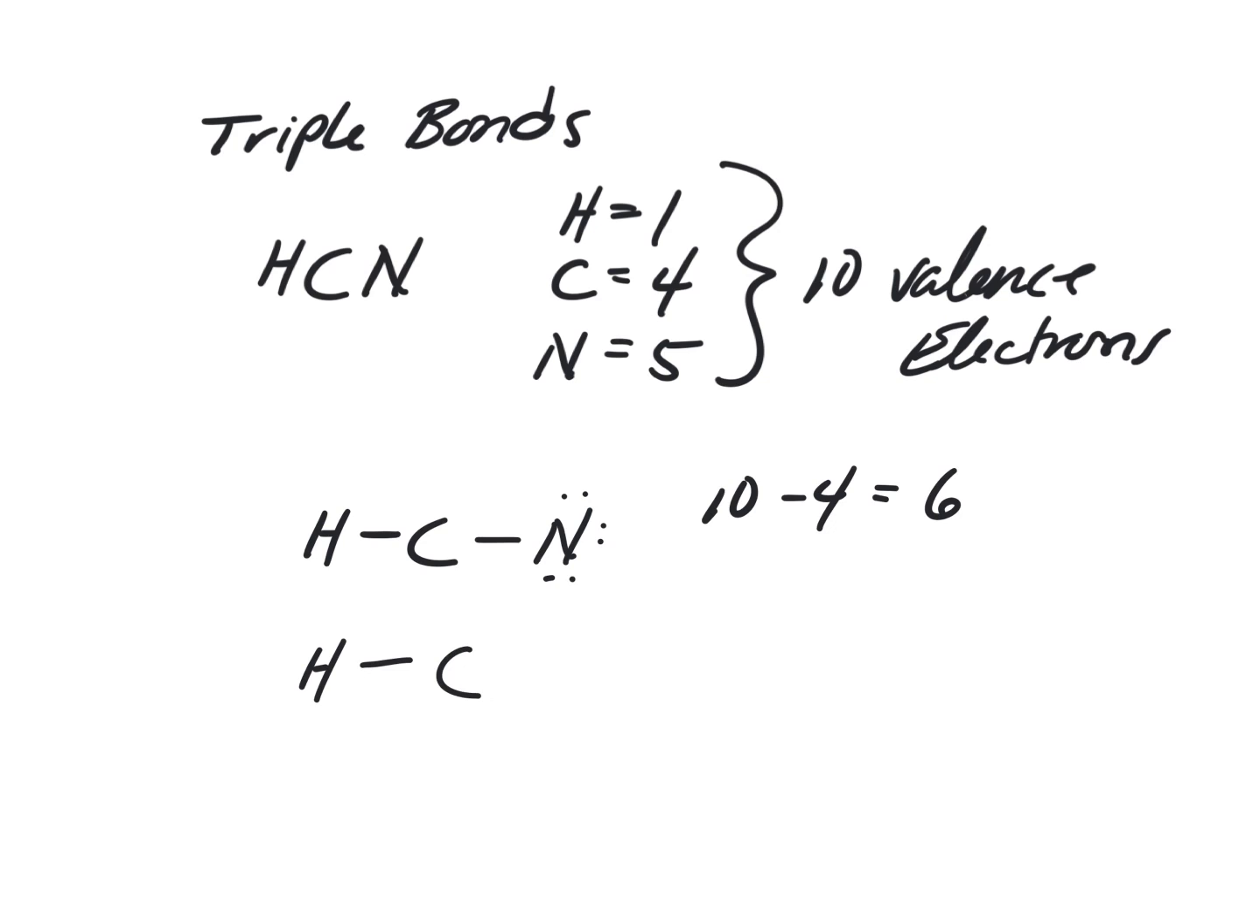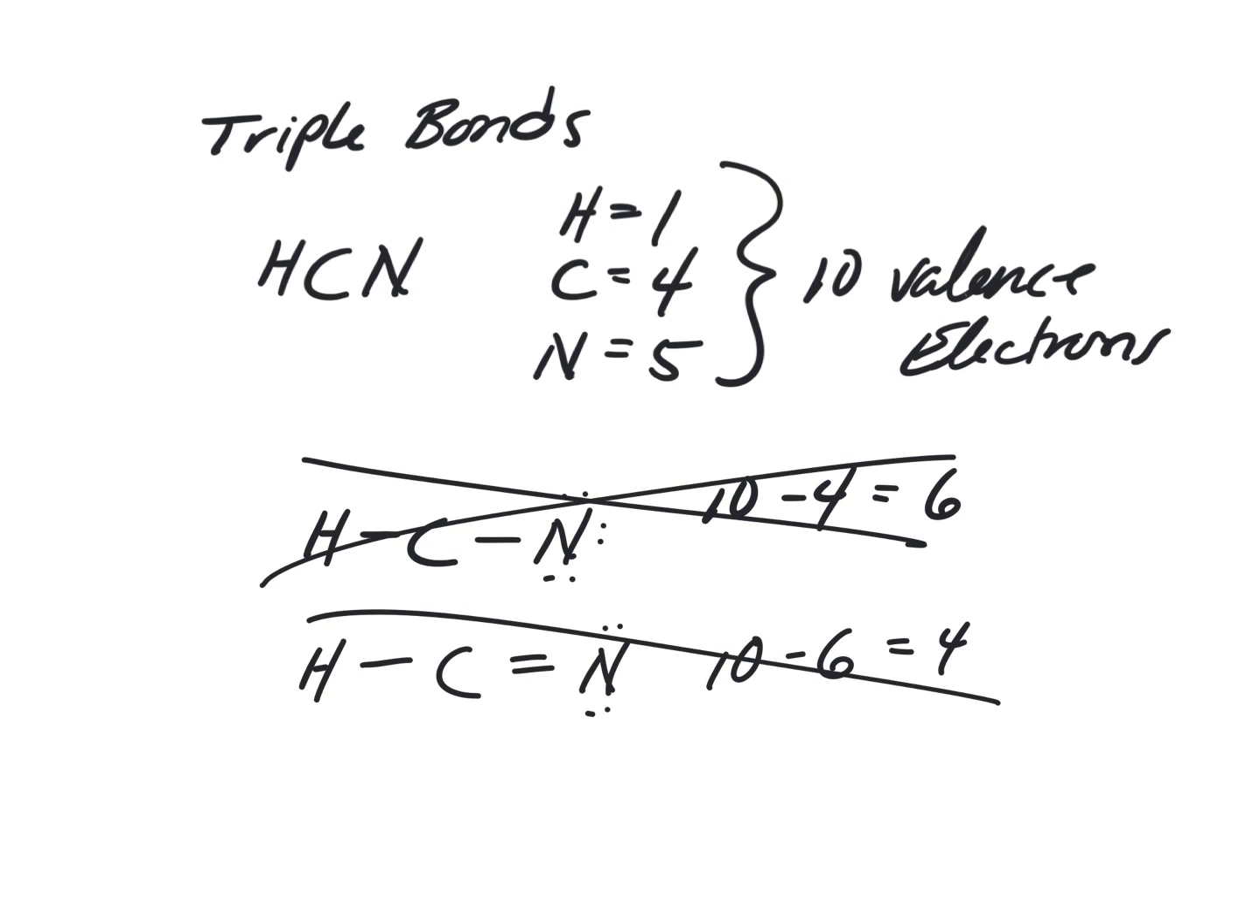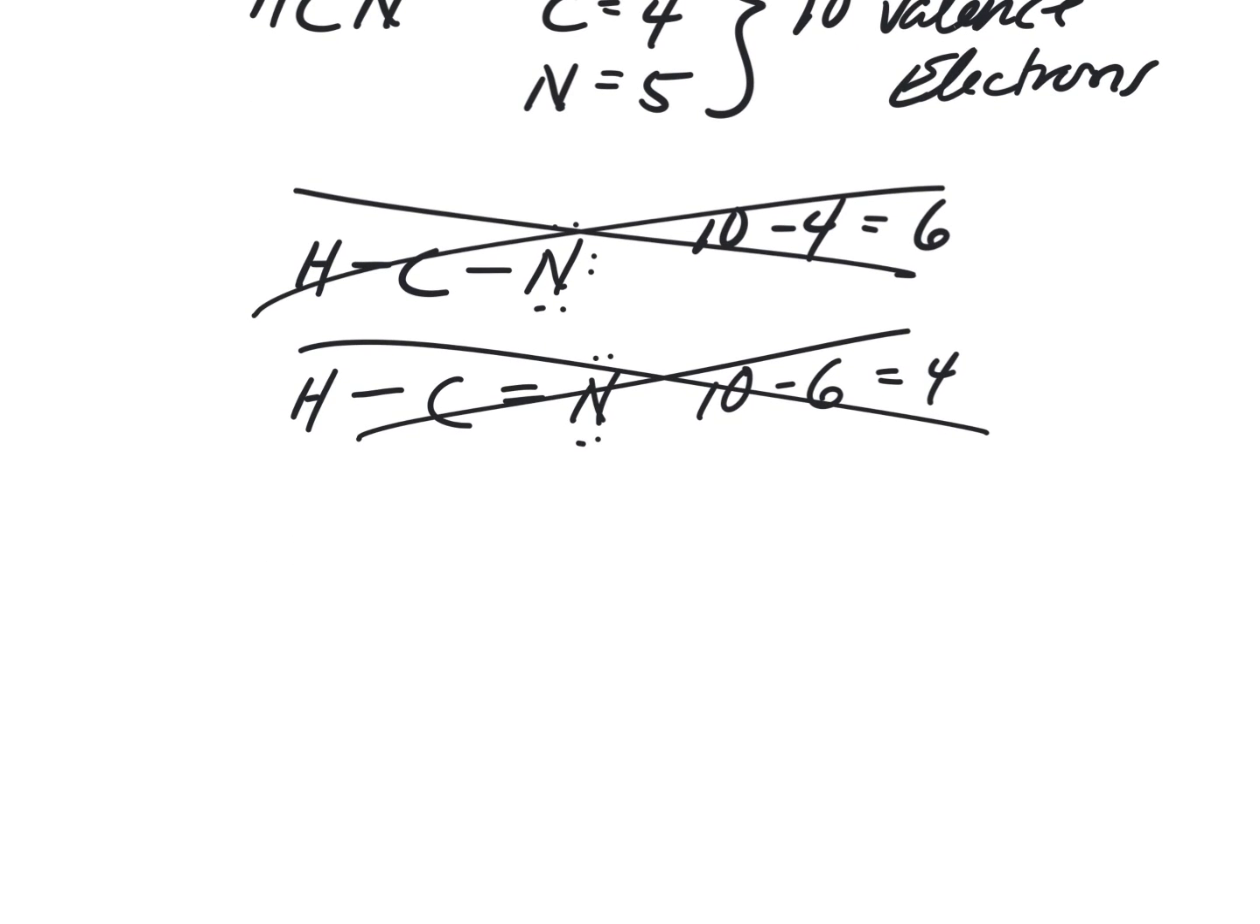So I've got hydrogen, carbon. Let's try a double bond with the nitrogen. 10 valence electrons minus 6 in the bonds gives me 4 left over. 1, 2, 3, 4. Well, that's great. I've got an octet around the nitrogen, but only 6 around the carbon, so that's not going to work. So our first attempt doesn't work. Our second attempt doesn't work. Let's now try a triple bond.